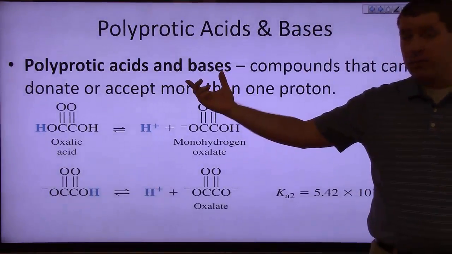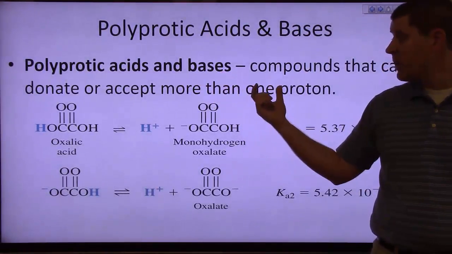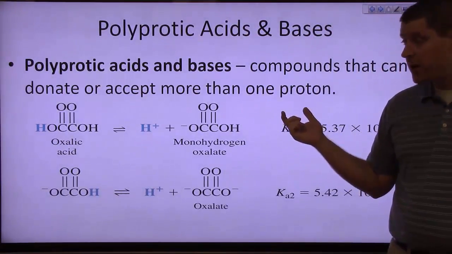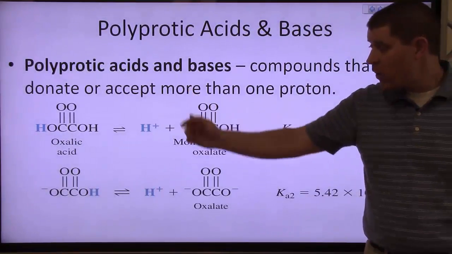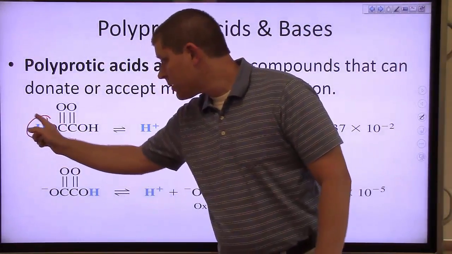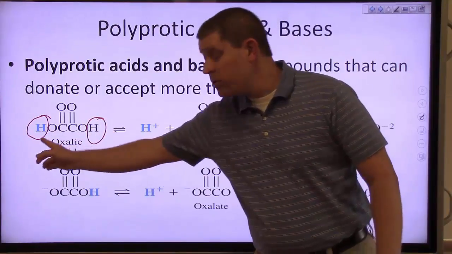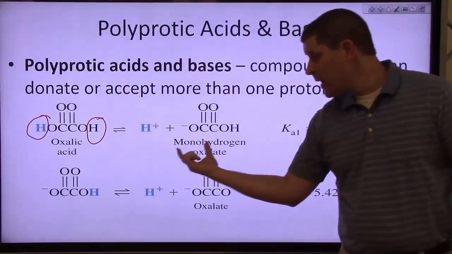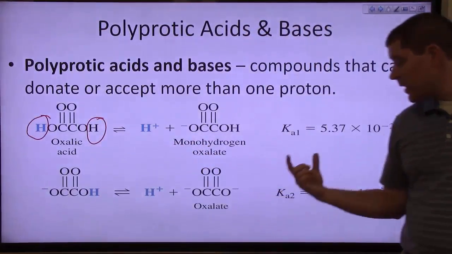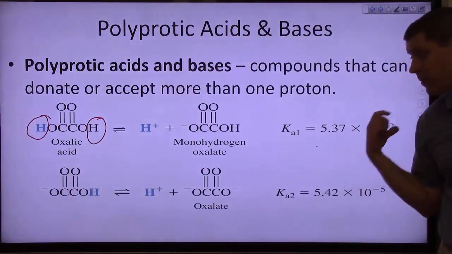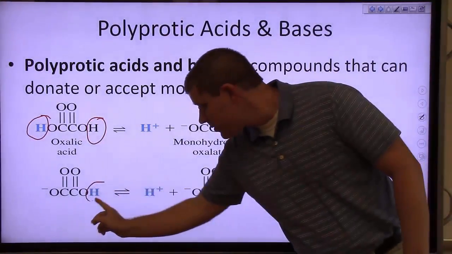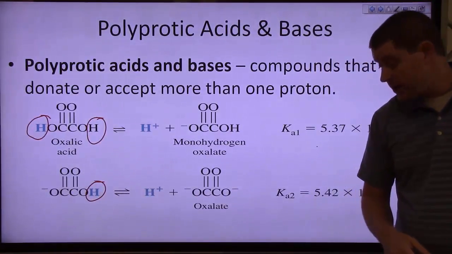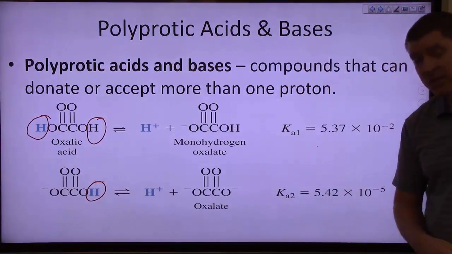Now, you should remember from general chemistry that polyprotic acids and bases are compounds that can donate or accept more than one proton. For example, if we look at oxalic acid, we have 2 hydrogen ions here that can be lost. We're going to lose this left one first, so we get oxalic acid dissociating into a hydrogen ion and monohydrogen oxalate. The Ka1 there is 5.37 times 10 to the minus 2. We can then take off our second hydrogen, the one on the right side, to give us another hydrogen ion and our oxalate ion. The Ka2 there is 5.42 times 10 to the minus 5.